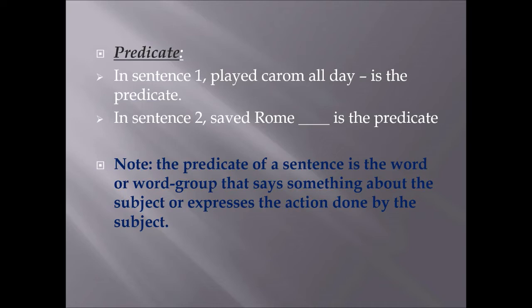Note the rule, all of you. The predicate of a sentence is the word or word group that says something about the subject or expresses the action done by the subject. Note how we can find the predicate. A predicate of a sentence is the word or group of words that says something about the subject, or expresses the action done by the subject.